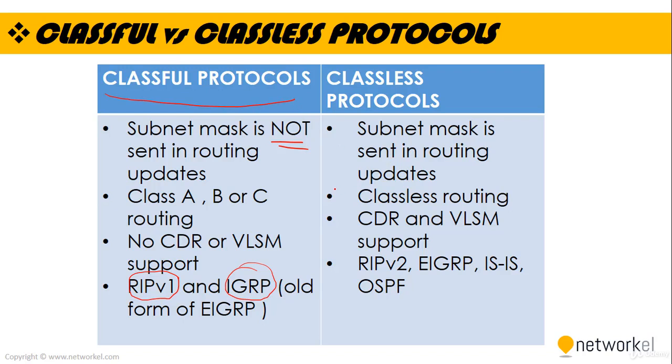In classless protocols, the subnet mask is sent in routing updates, and we can make classless routing, so we have CIDR and VLSM support. RIP version 2, EIGRP, IS-IS, and OSPF are the classless protocols.